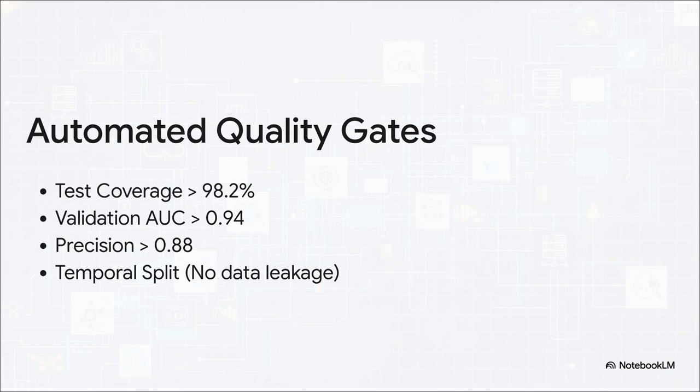Now, this whole process isn't just about going fast. It's about being safe. These are our key quality gates. Think of them like automated security guards. We have these hard-coded rules that say, for example, if test coverage isn't above 98%, or if the model's AUC, that's a key performance metric, is below 0.94, it gets stopped, dead in its tracks. A bad model can never make it to production.